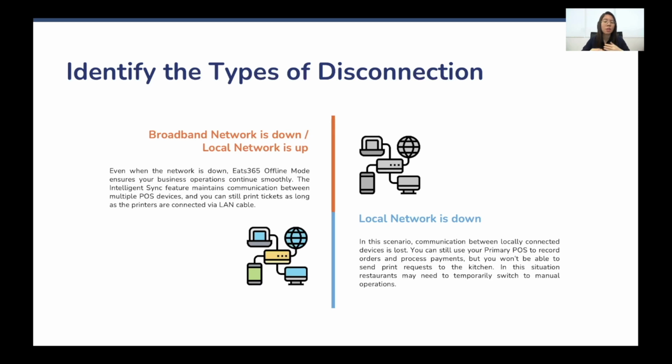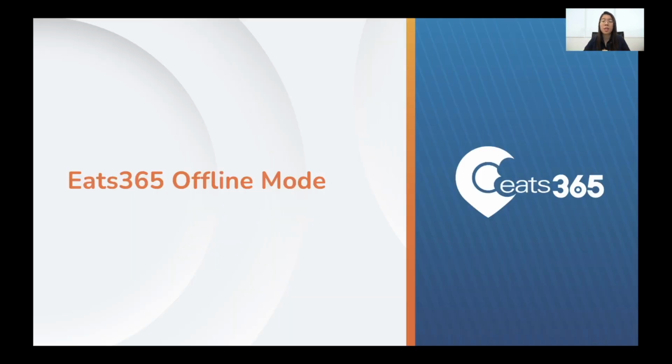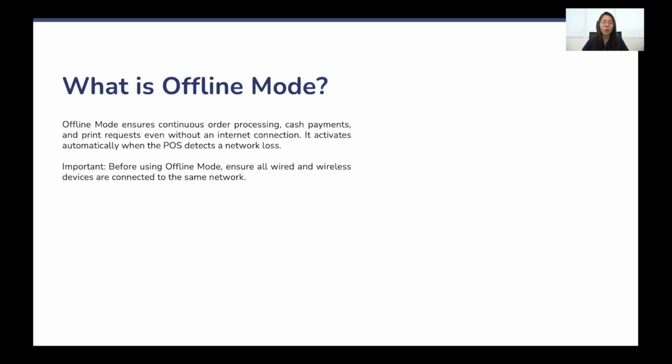Regardless of the situation you encounter, there is no need to panic because Eats365 is equipped with offline capabilities. Curious what offline mode is about? Let me walk you through it now. So, offline mode is a built-in feature of the Eats365 POS that enables you to continue processing orders, accepting cash payments, and sending print requests even without an internet connection.